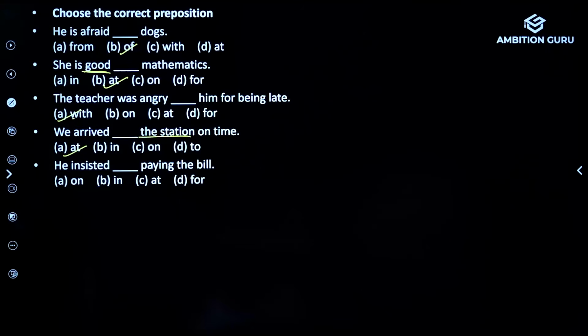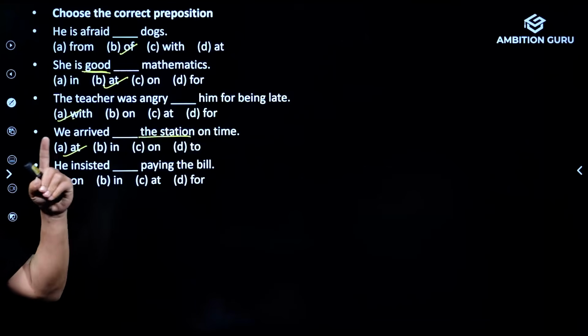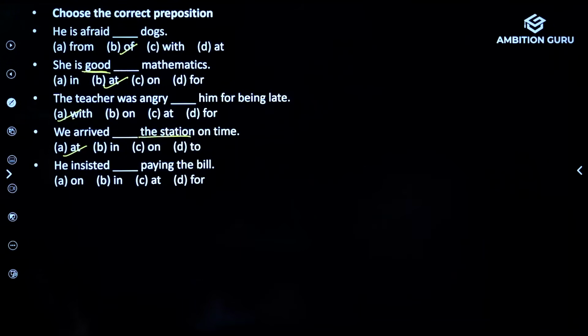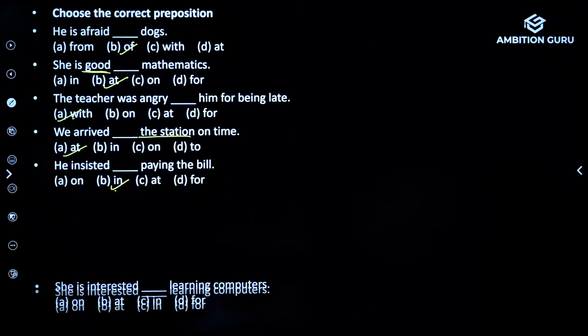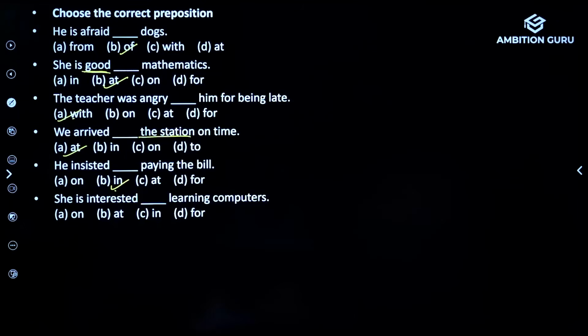Next. He insisted dot dot dot paying the bill. Even this, insisted has a preposition. He insisted for, he insisted in paying the bill. Next. She is interested dot dot dot learning computer.